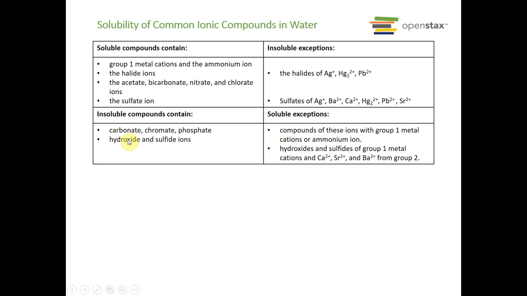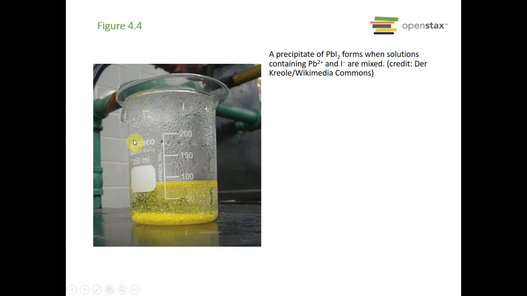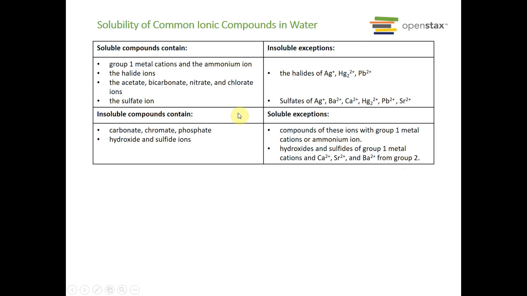But it turns out that for hydroxide and sulfide, most of the group 2s are also soluble. So calcium sulfide is used widely as a tick remover for dogs. Calcium hydroxide can be used to remove carbon dioxide from the air. So this is an important table.